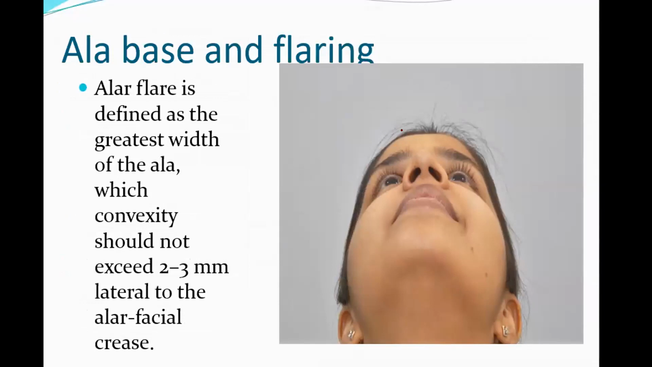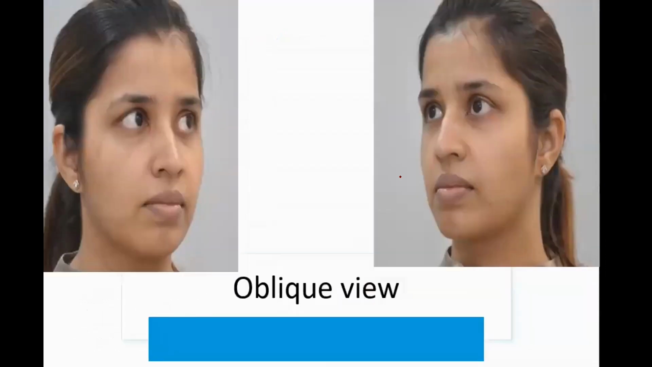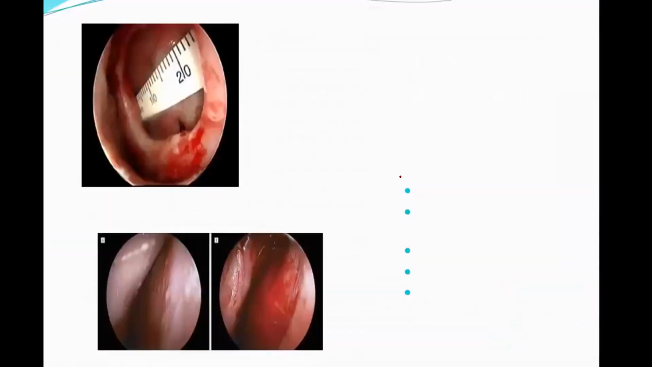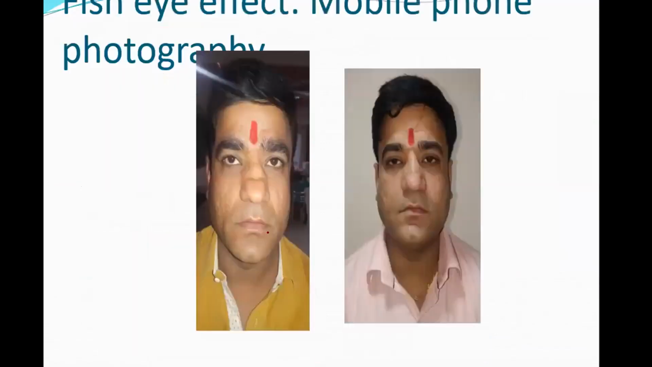One thing you need to remember is, once you draw the facial crease lines here, the width of this flare should be less than 2 to 3 millimeters. If it is more than that, then we say that the alar flaring is more. Another important view is the oblique view, and also the helicopter or skyline view from the top, to visualize the straightness of the dorsum. You also need to do an endoscopy to look at the valve area. Here you can see that the valve is closed and here the valve is open. Sometimes there will be septal perforations. You need to measure them and adequately account for them.